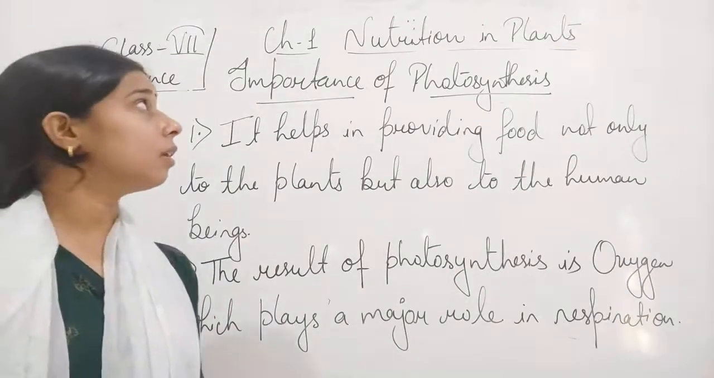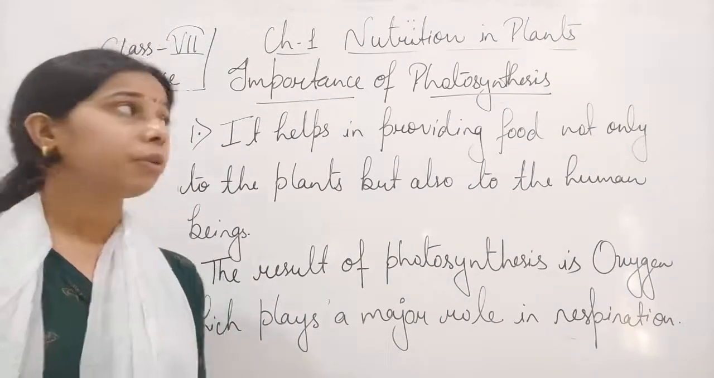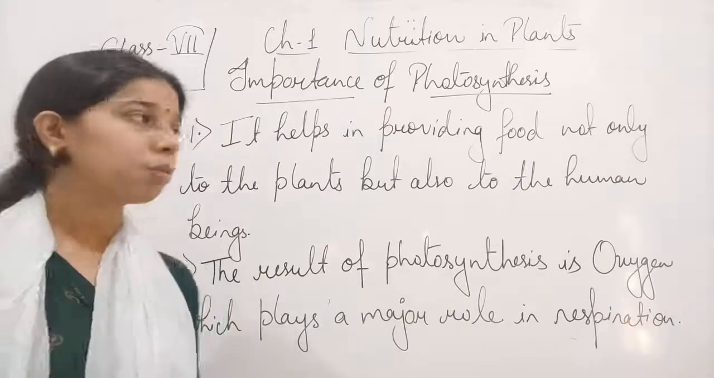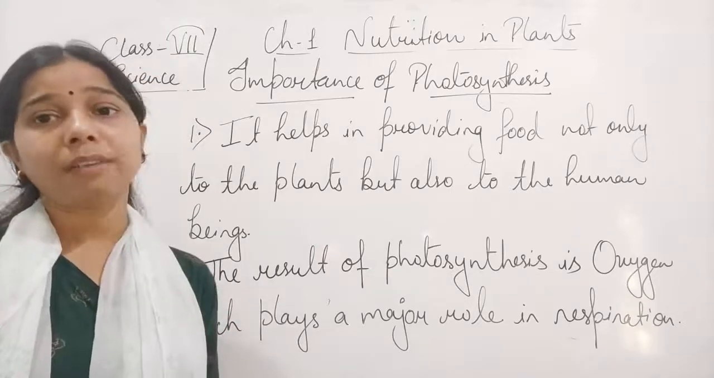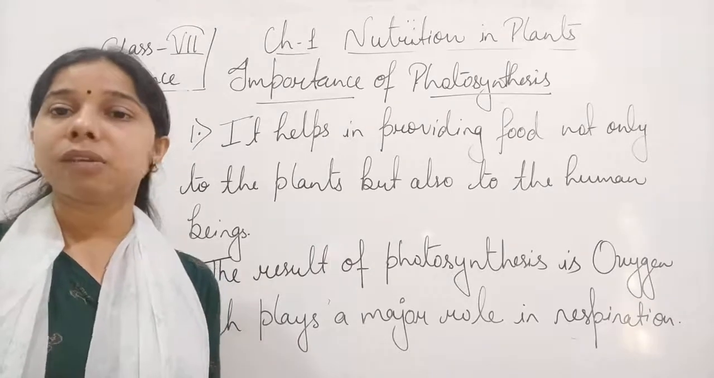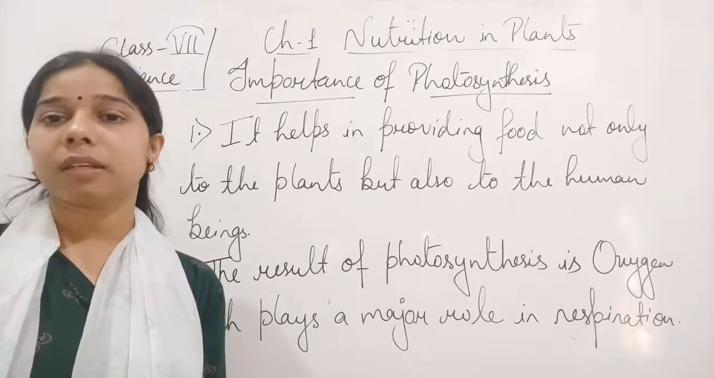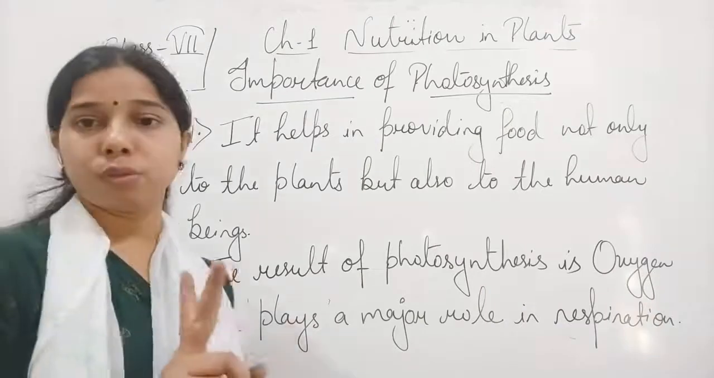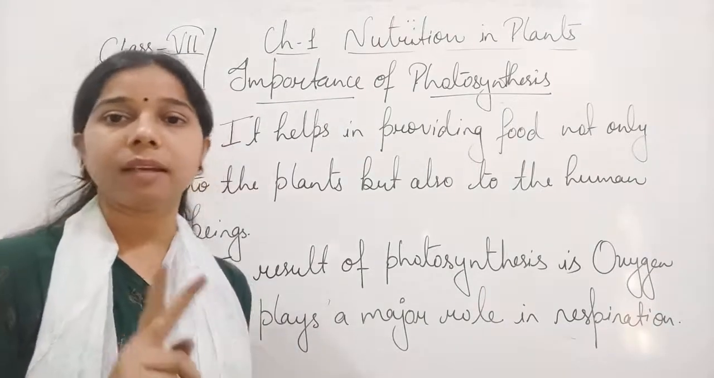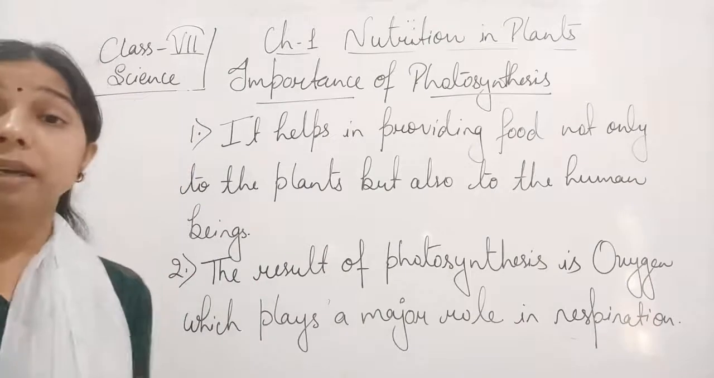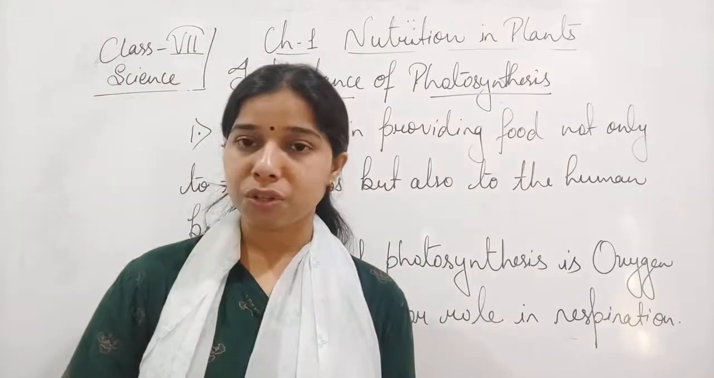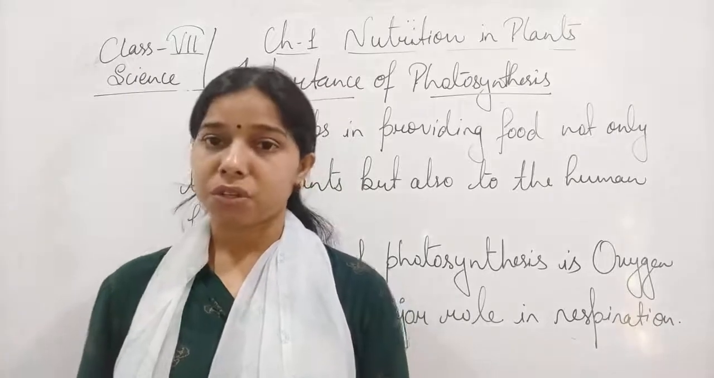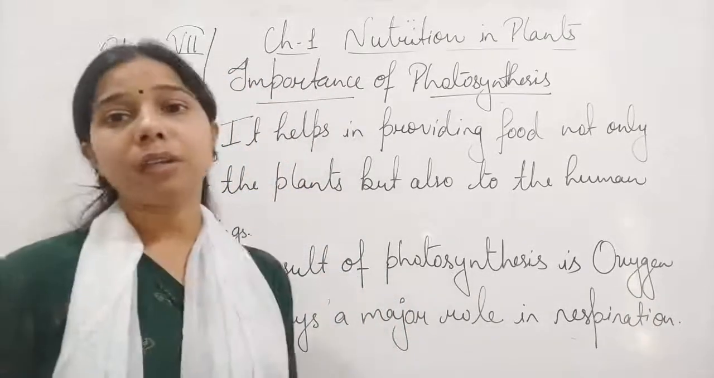Now, these are the importance of the photosynthesis. Now, you can see here, we have discussed the importance on the basis of the result only, student. The first result is carbohydrate, which is used in the form of food, and the second result is oxygen, which is used in the process of respiration. Now, we have discussed the two modes of nutrition, that is autotrophic and heterotrophic mode of nutrition. But there are some other modes of nutrition also, and that is saprophytic nutrition, parasitic nutrition. Okay, so let us see some other modes of nutrition.